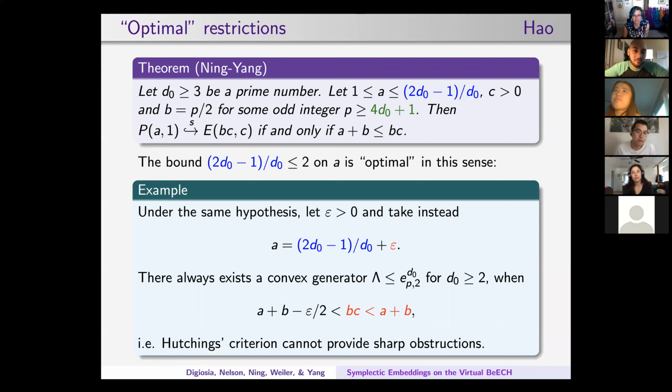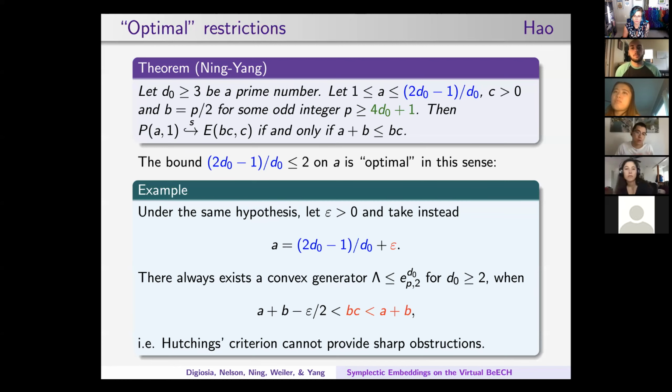We would be very happy if the condition were something like A is between 1 and 2, and there's no restriction on P. But using this method, this is the best that we can get, in the following rigorous sense. If we want to increase the bound on A by any positive amount, we can show that there always exists a convex generator lambda less than or equal to EP2 to the d naught, for any single d naught greater than or equal to 2, not just prime.